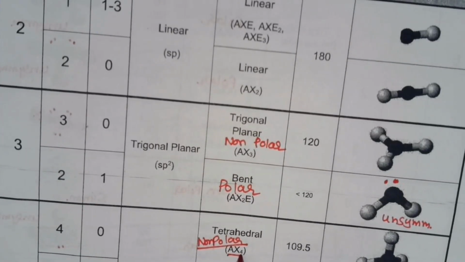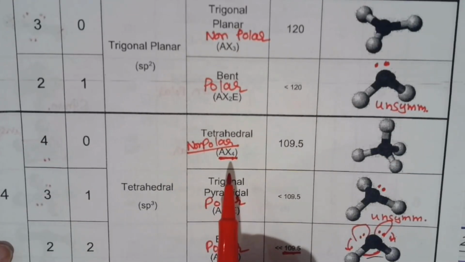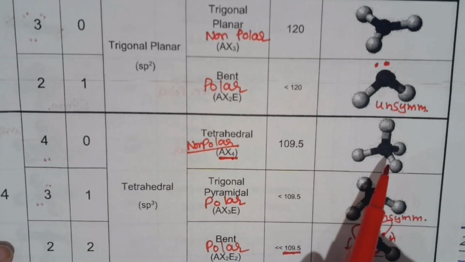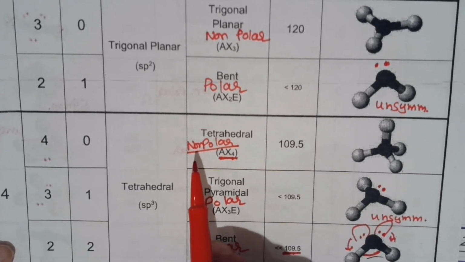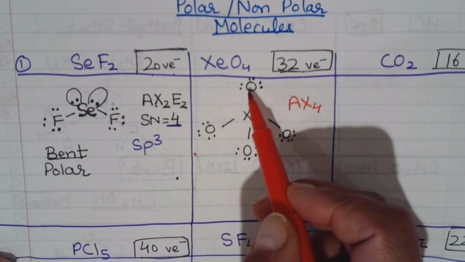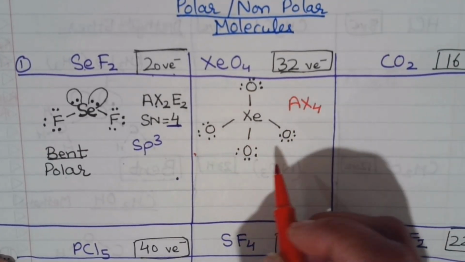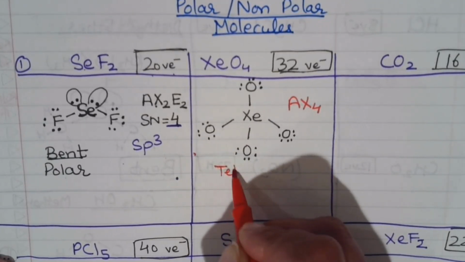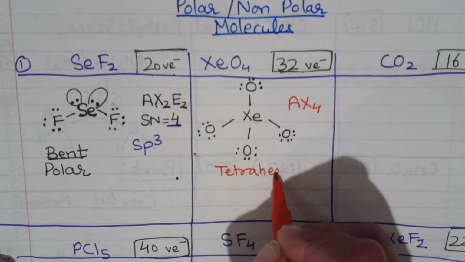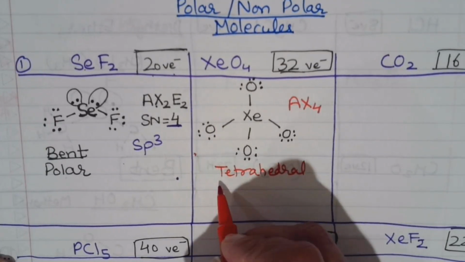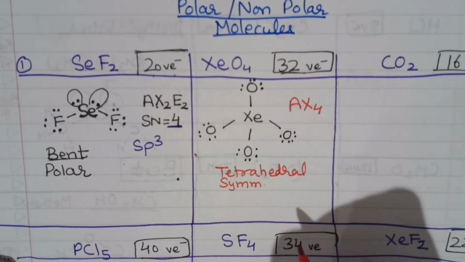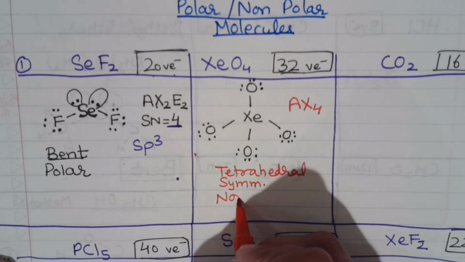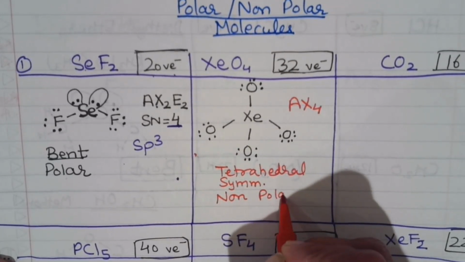So this AX4 is tetrahedral and the bond angles would be 109.5, and this shape is non-polar because all the X atoms are same. They are all oxygens, right? So this is tetrahedral and the molecule is symmetrical because the X atoms are the same, and hence this molecule is non-polar.